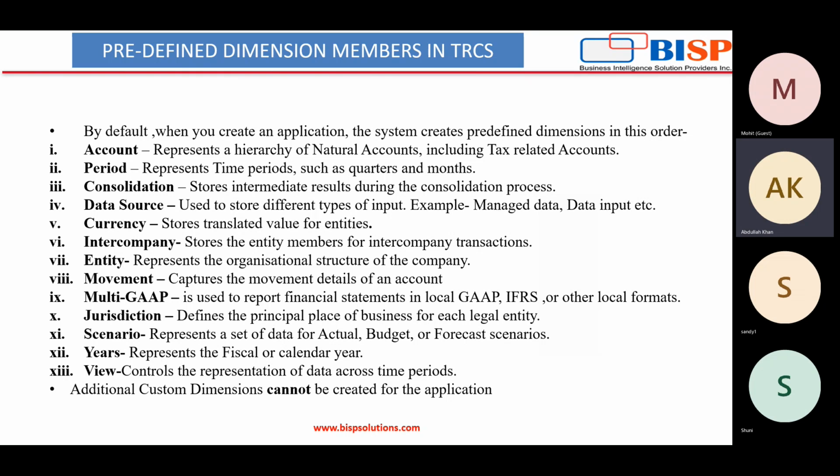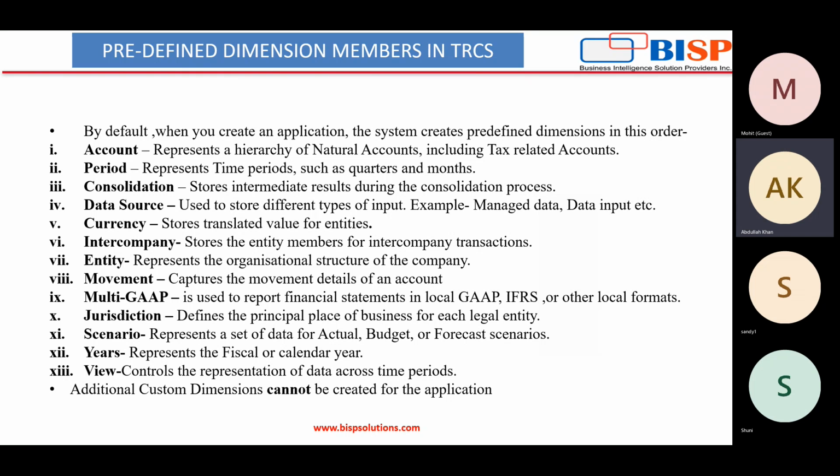And then we have the multi-GAAP dimension in case there are multiple GAAPs which are being followed by a particular structural entity. So there is a parent entity under which there are various child or various subsidiary entities, and the different subsidiaries are following different GAAPs, namely US GAAP, IFRS, or any other local formats. So this particular dimension can store data in different GAAPs for different legal entity hierarchies.